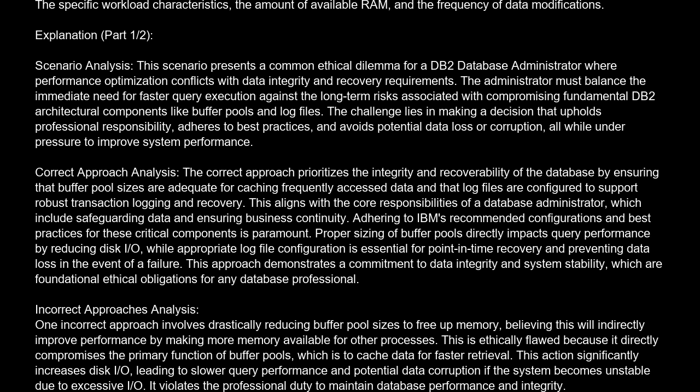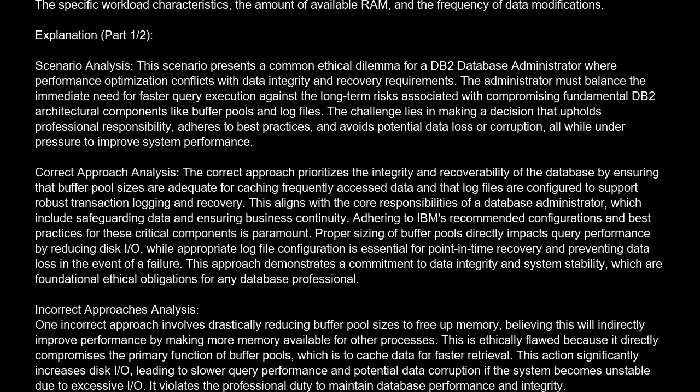Proper sizing of buffer pools directly impacts query performance by reducing disk I/O, while appropriate log file configuration is essential for point-in-time recovery and preventing data loss in the event of a failure. This approach demonstrates a commitment to data integrity and system stability, which are foundational ethical obligations for any database professional.